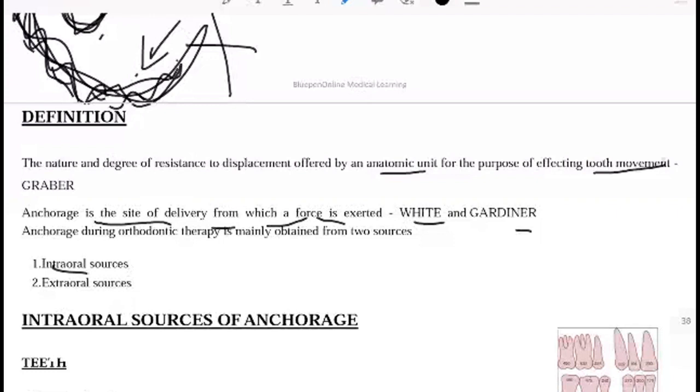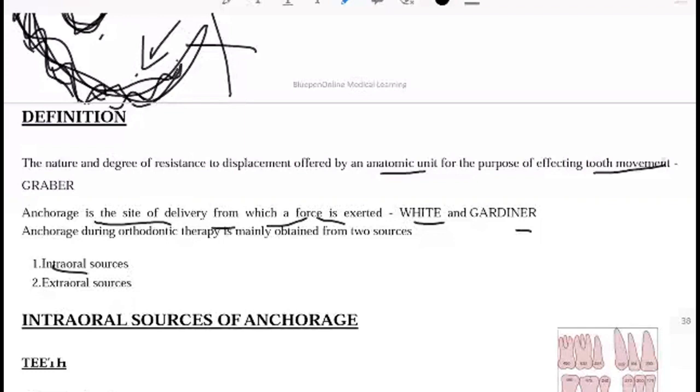Now, there are some intraoral sources for this anchorage, like what? We have teeth, we have alveolar bone, we have muscles, musculature, then also we have the jawbone, the basal jawbone. So these all can act as intraoral sources of anchorage. Coming to the first one, which is the teeth.